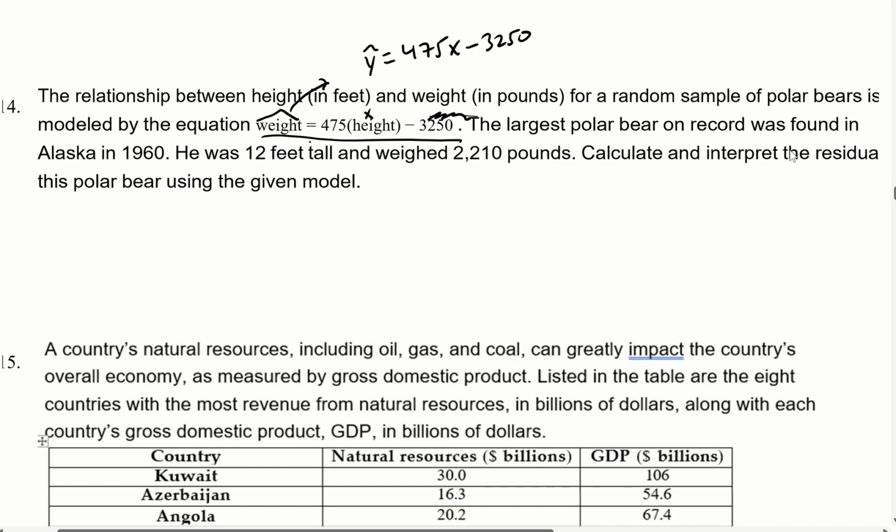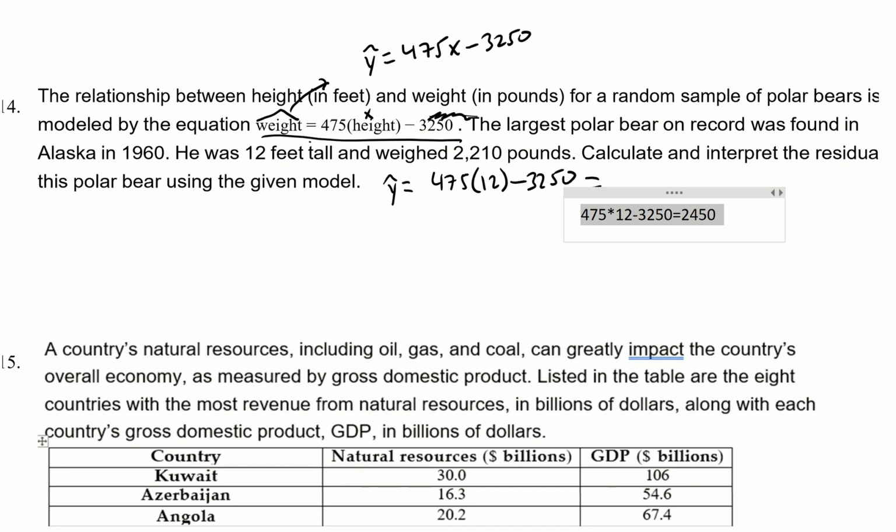The largest polar bear on record was found in Alaska in 1960. He was 12 feet tall and weighed 2,210 pounds. Calculate and interpret the residual for this polar bear. All right, so first we're going to need to calculate the y hat. So the weight hat is 475 times 12 feet tall minus 3,250. So I got 2,450 pounds.